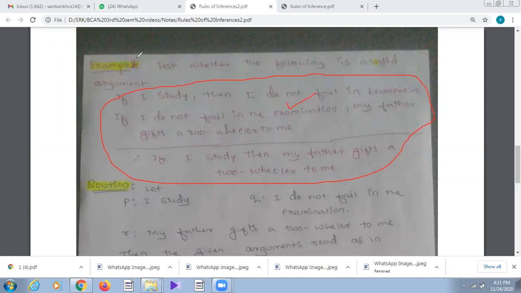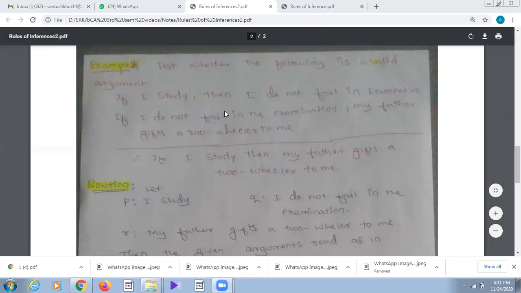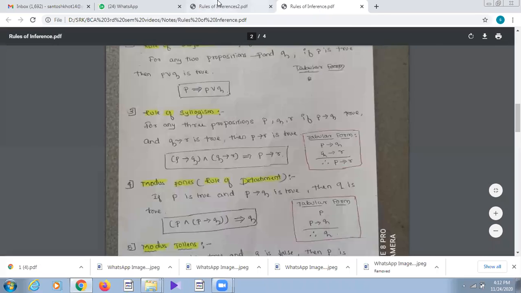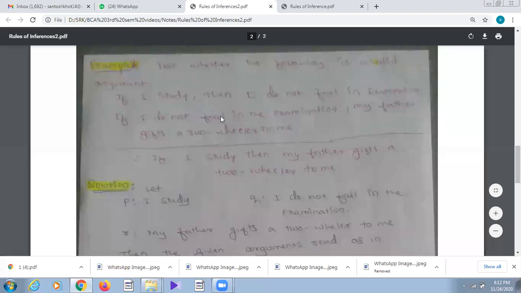So any doubt in the fourth example, one to four? Yesterday I solved one, and these three problems. Okay, so these are the basic problems.